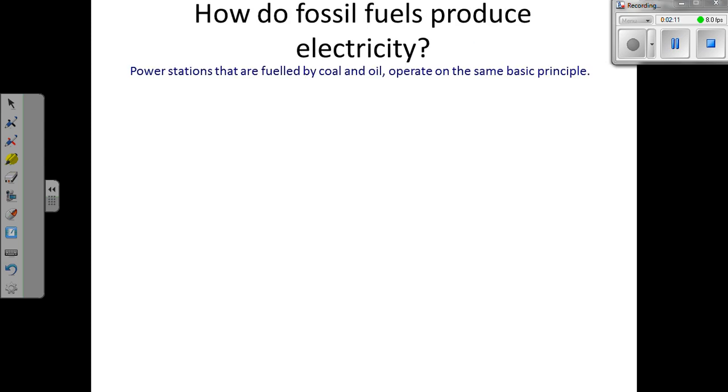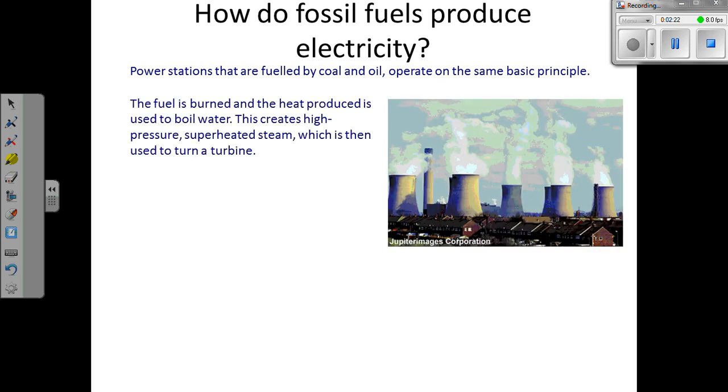How do fossil fuels produce electricity? Power stations that are fueled by coal and oil operate on one basic principle. The fuel is burnt, heat is produced, and that is used to boil water. This creates high pressure superheated steam, which is used to turn a turbine. The turbine turns a generator, and this is what generates the electricity.